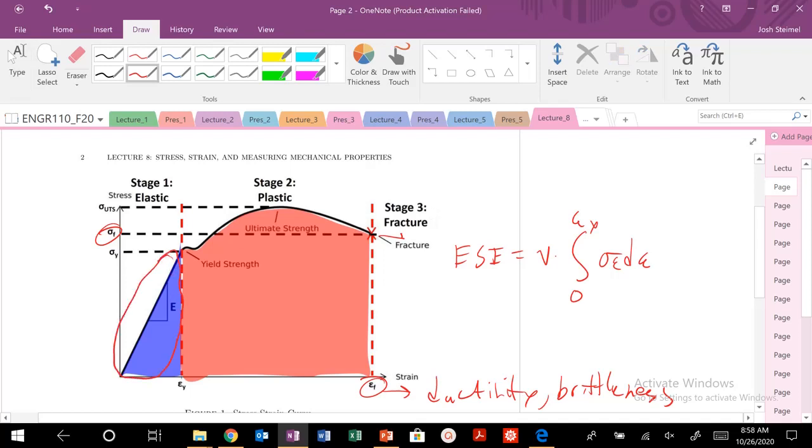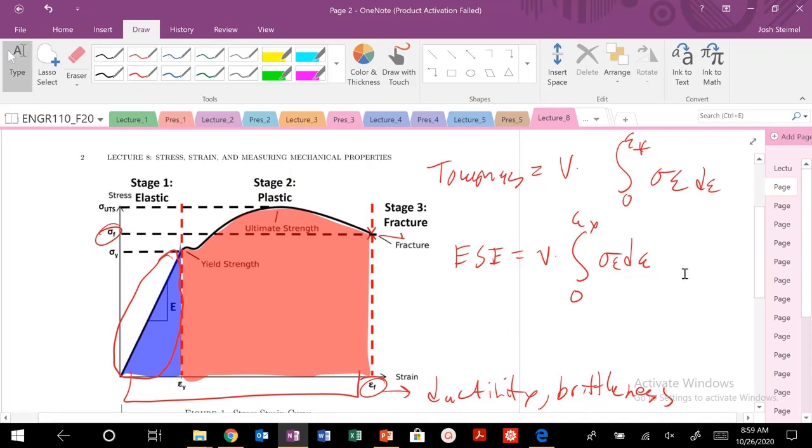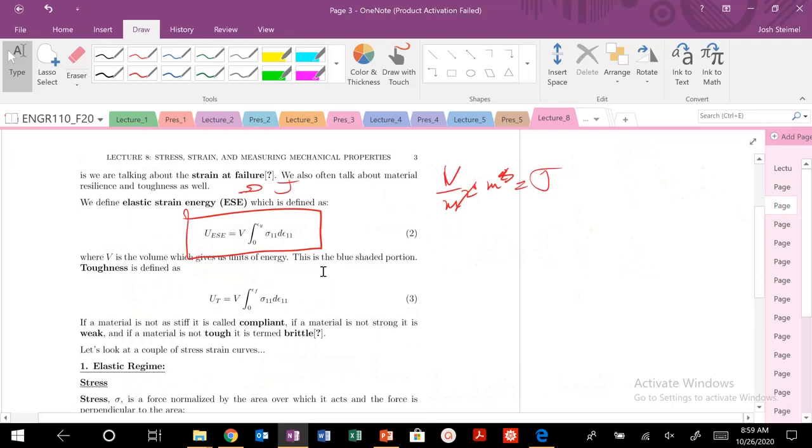You could also look at toughness, and that's going to be volume times the integral from 0 to epsilon_F of sigma d-epsilon. So this is the total area under the curve. This is the total energy required to fracture and break a material. So it's all the energy stored in your material up to the point of fracture. So again, you could calculate toughness or elastic strain energy here.